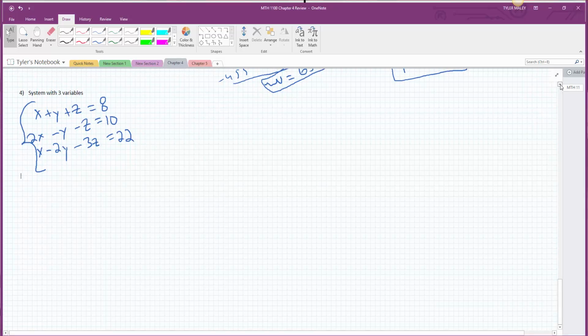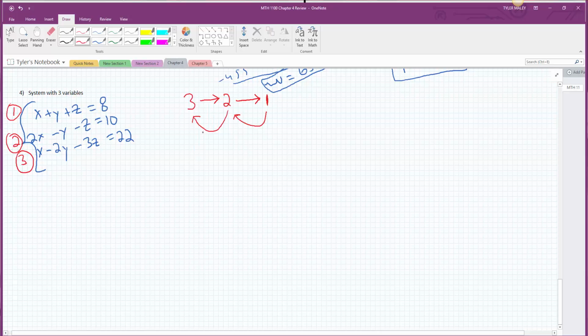The first thing that I like to do is number my equations. I'll let this first one be equation 1, equation 2, and then equation 3. It just makes it easier to talk about them. Basically the game plan is we need to go from 3 variables down to 2, and then work our way down to 1. Once I know what one variable is, I work my way backwards and find 2, and then we'll work back and find 3, and then we're done.